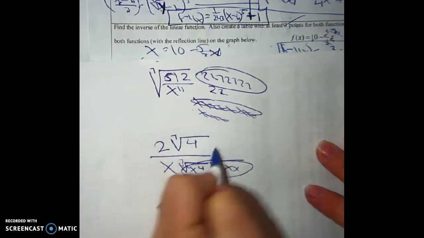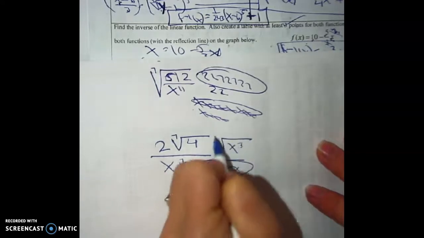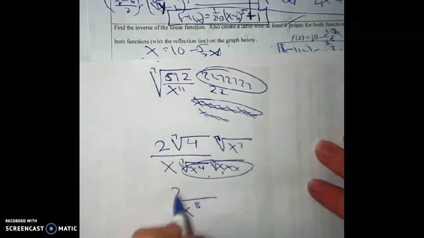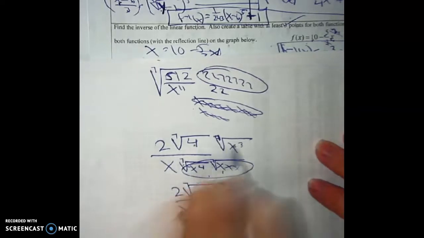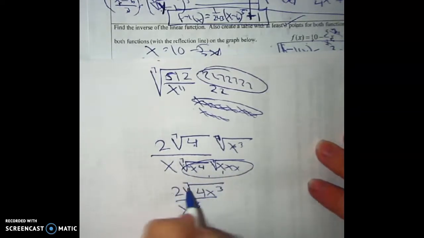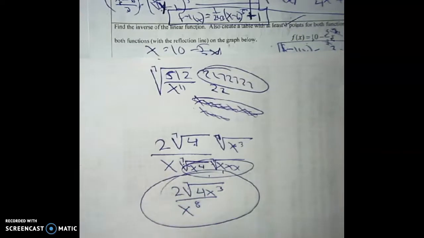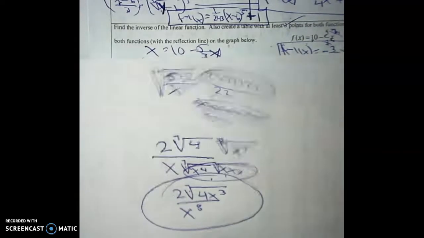But what I do to the bottom, I got to do to the top. So now it becomes 2 times the 7th root of 4x cubed. It's an odd root. No plus or minus. Okay? If you get those last two, great. If you don't, great.